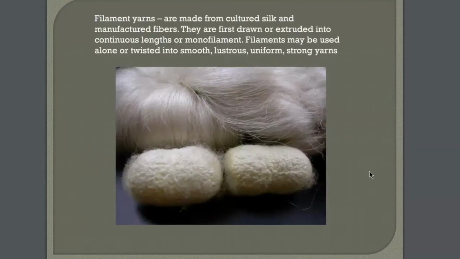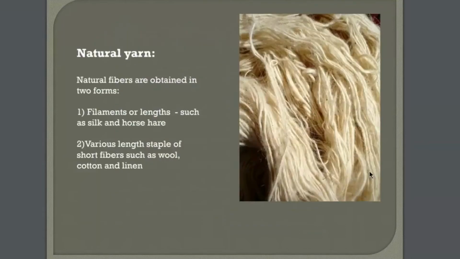Different from spun yarns are these filament yarns, again, that we look at in number 29. That would be your silk, that would be your synthetics that are twisted into smooth, lustrous, uniform, strong yarns. The next couple of slides just go through the process. The textbook doesn't go through the process as much, so I'm not going to spend too much time on it, but just looking at natural yarns.